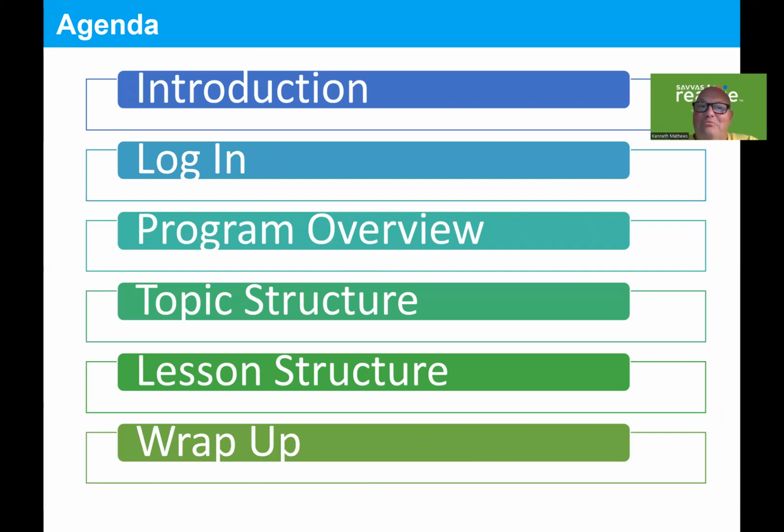First is the introduction, which we're doing right now. Then we're going to be logging into Savvis Realize. Then there's the program overview, so you can see what an entire year of resources looks like. Then the course is divided up into topics, so you'll see what a topic structure is all about, how the topics are structured. And within each topic, there are lessons, and we'll be able to see the 4 components of each lesson. And then finally, we will wrap it up.